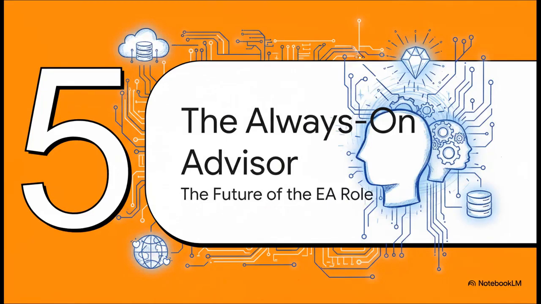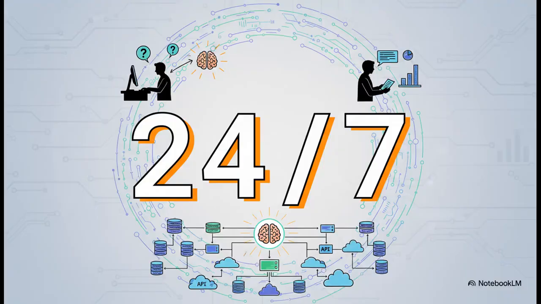So, all of this brings us to our final section, the future. What does all this mean for the role of the enterprise architect? Well, I think it elevates the role. It transforms us from being the human search engine and gatekeeper into a true strategic advisor, supercharged by an incredibly powerful intelligence partner. With an enterprise second brain, all that architectural knowledge gets spread across the whole organization.